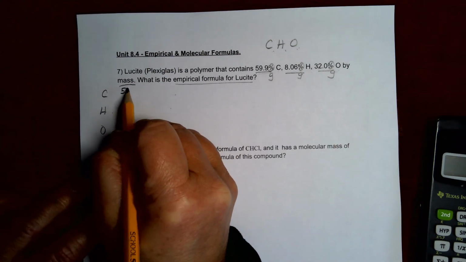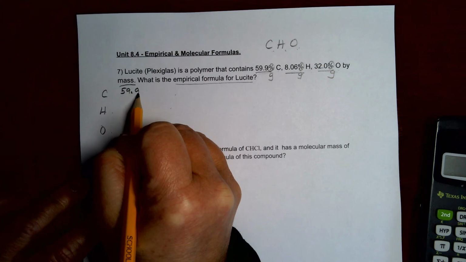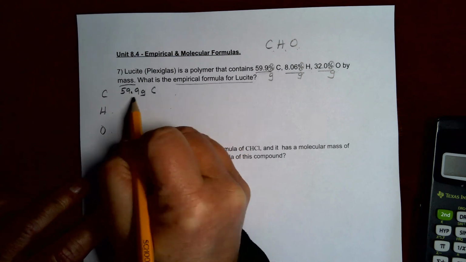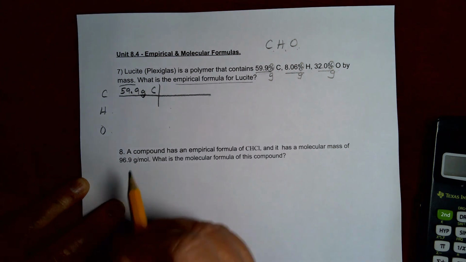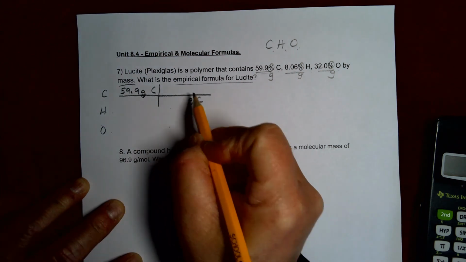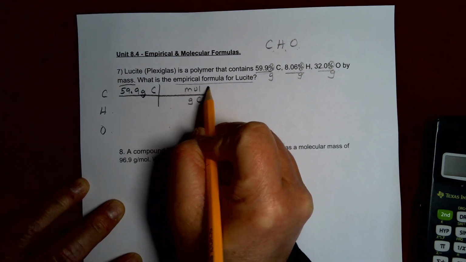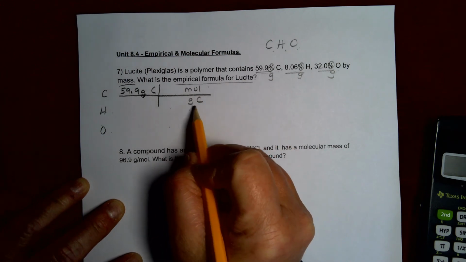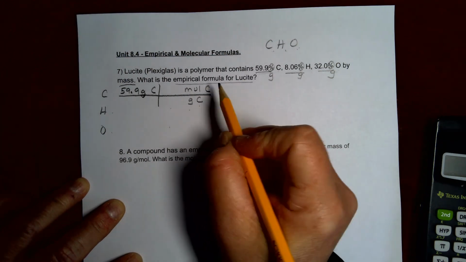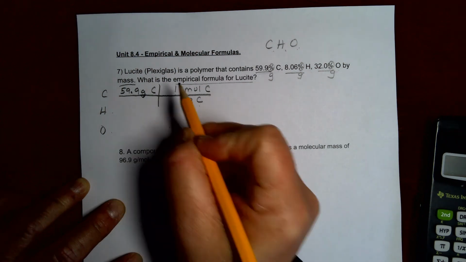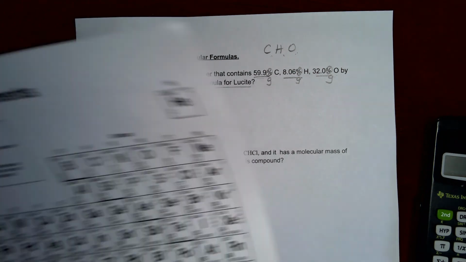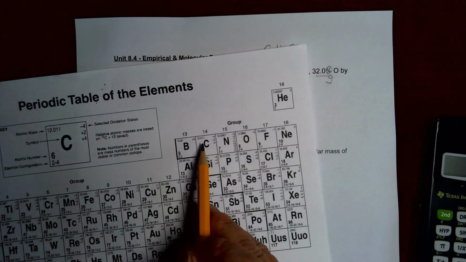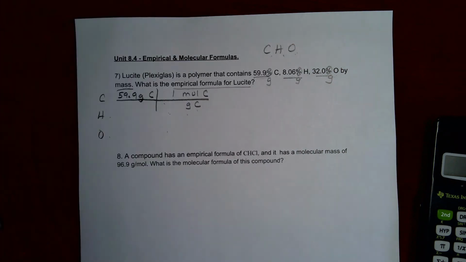So I'm going to write a little small so I can fit this in. So 59.9 grams of carbon. This is where you want to set up your conversion bracket. Oh, sorry. We're going to convert grams of carbon into moles of carbon. So 1 mole of carbon from the periodic table. Never have my periodic table too far, right? 1 mole of carbon weighs 12.0 grams.